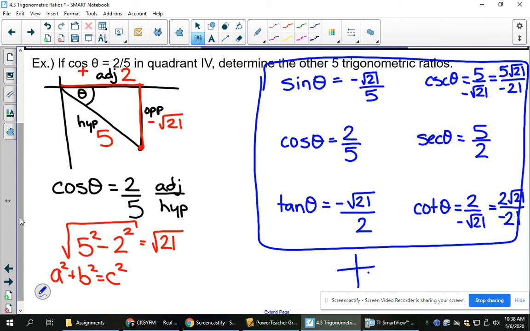I'm going to double check that my signs all line up with where I am. I'm in quadrant 4. The only positive I should have is cosine and its companion, secant. Every other fraction has one negative in it, which is perfectly correct. That means they all have an overall negative sign.